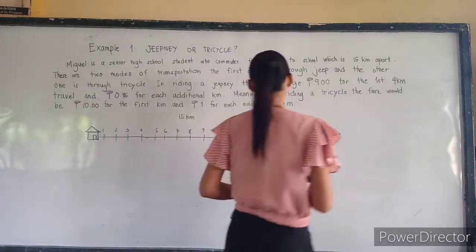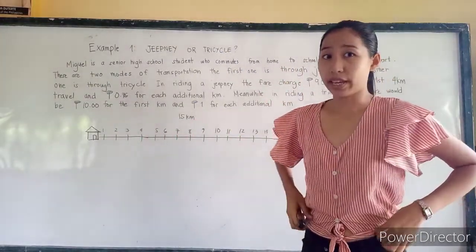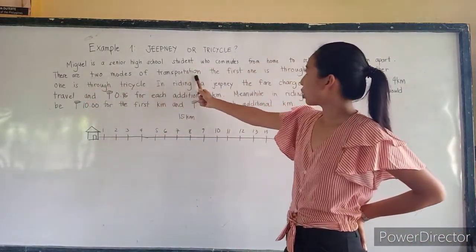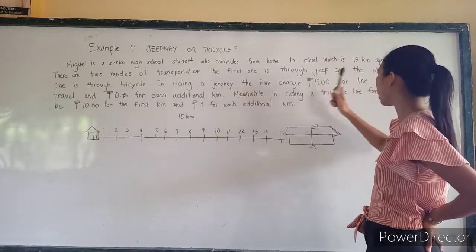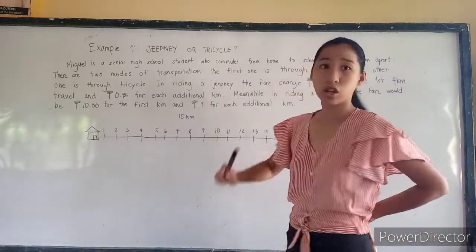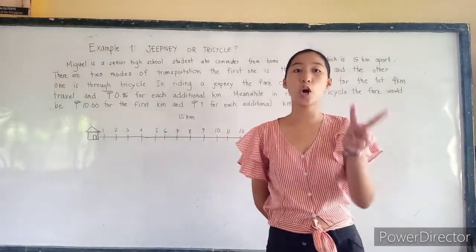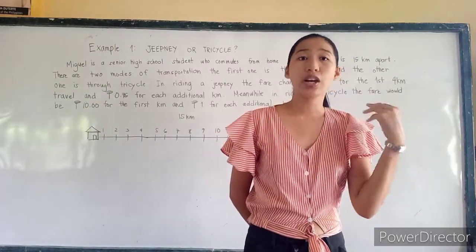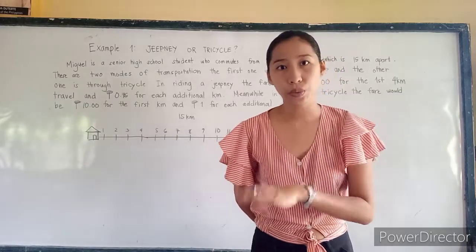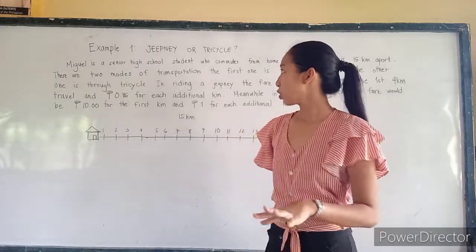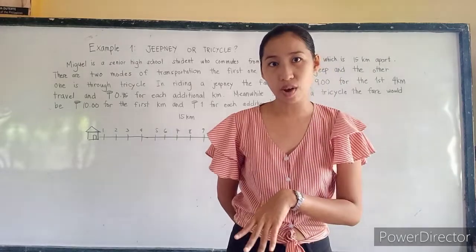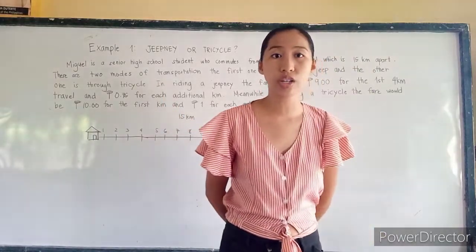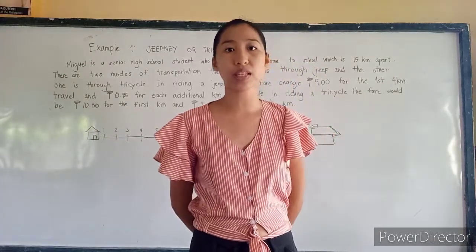Now, let's proceed to our second sentence. There are two modes of transportation. First one is through jeep and the other one is through tricycle. So, naa siya ka options. Pwede siya mag-commute through jeepney or pwede through tricycle. Okay? So, unsa man niya pagpili, asa siya musakay. So, naa tay given din nga fare charge or plite. Pila ba ang plite sa jeep?